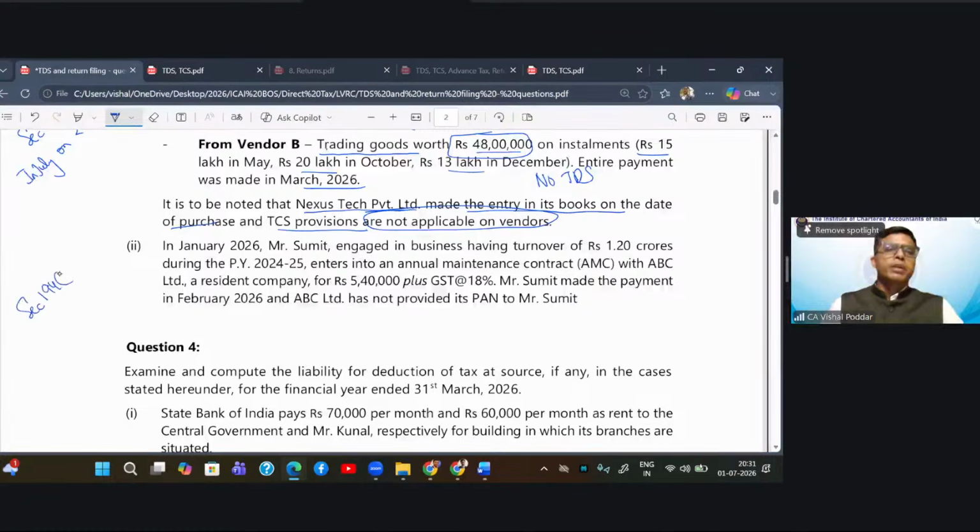Why? Because even though the payer is individual, engaged in business and the turnover of last year crosses 1 crore. The moment you cross 1 crore, you fall in the regular provisions, not in these special provisions. So you are falling in 194C. You are making payment to a company. So the rate should be 2%. But again, the problem is company has not given PAN. Now what?